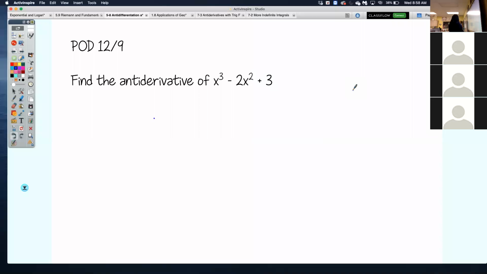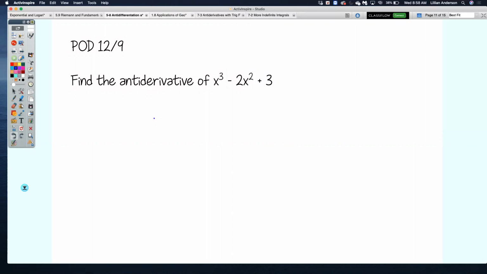Let's take a look at this. We're trying to find the antiderivative of x to the third minus 2x squared plus 3, okay? Hopefully, you guys are getting a little bit quicker with finding the antiderivative of these functions. So, we're basically going to take the antiderivative of each individual piece. So, what's the antiderivative of x to the third?